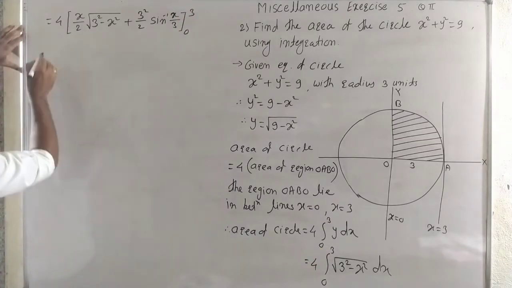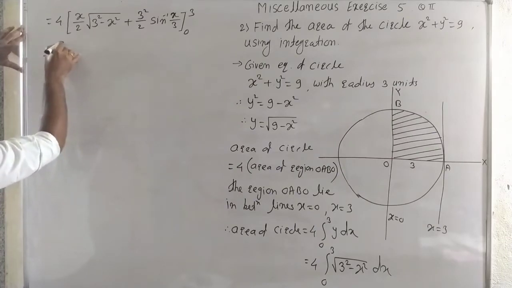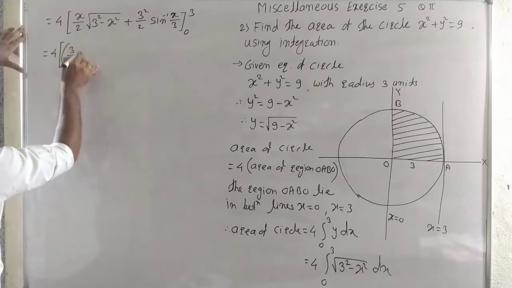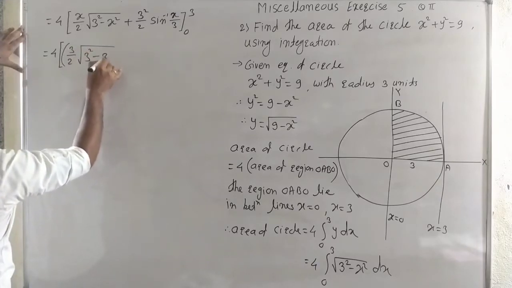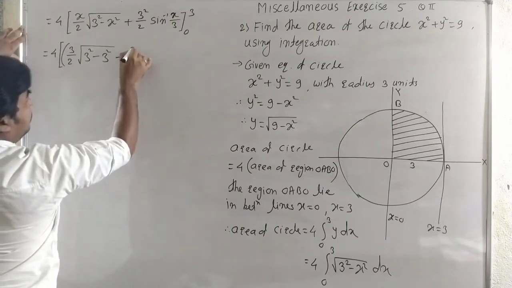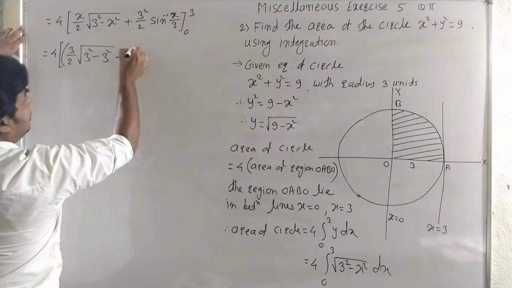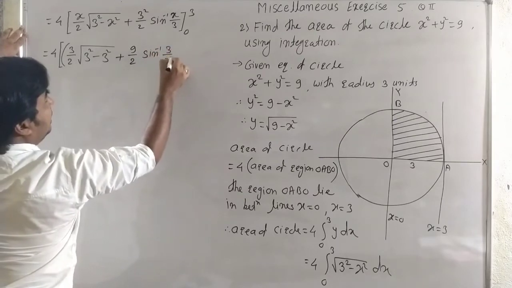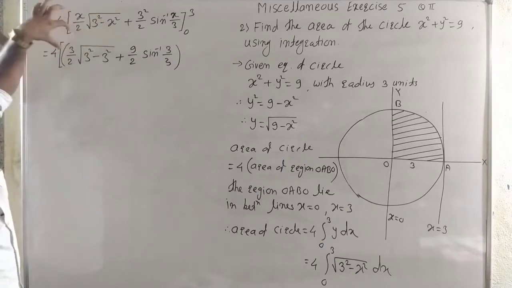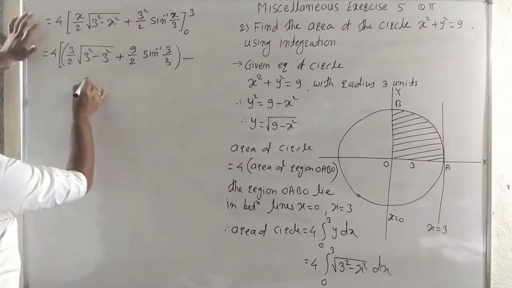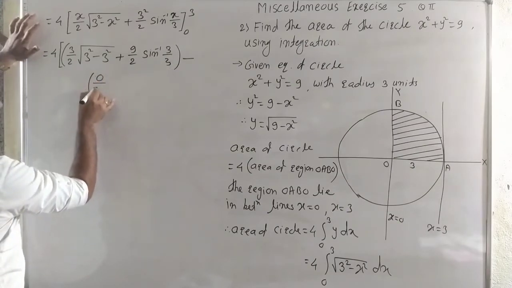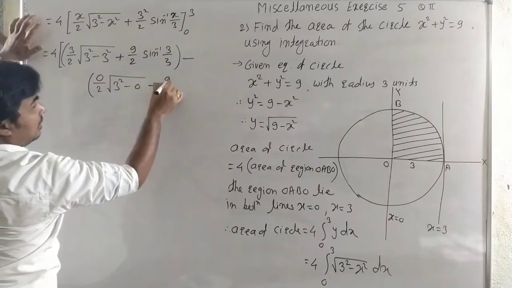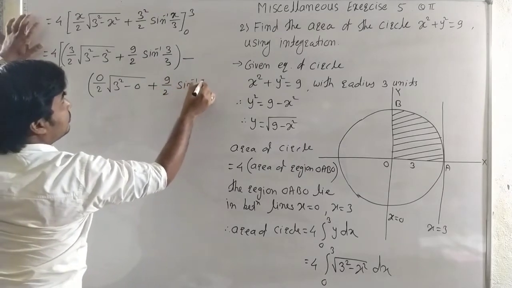Now calculate this upper limit minus lower limit, therefore it is 4 into upper limit. See carefully, this upper limit: it is 3 by 2 into under root of 3 square minus 3 square plus 3 square by 2, that is 9 by 2. Here we can write 9 by 2 sine inverse 3/3. Here only we put the upper limit, minus, now put the lower limit. Here it is 0/2 under root of 3 square minus 0 square plus 9/2 sine inverse 0/3.